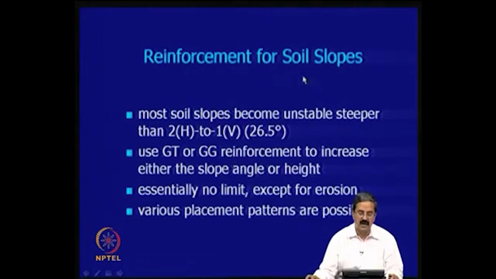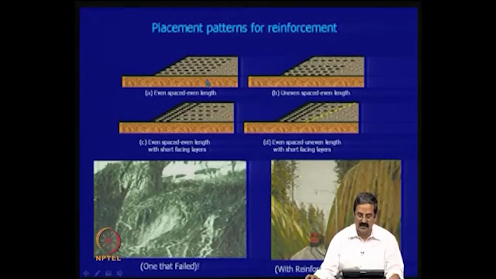Then reinforced soil slopes. We know that soils cannot be made steeper, they have an angle of repose. For example, you can go up to a 2:1 slope, but if you go more than 26 degrees, then it slides, right. So, one way is to put some sort of reinforcement to increase the slope angle or the height. Essentially, there is no limit, and various placement patterns are plausible. You can have a material here which can be even 70 degrees, 80 degrees, there is no problem about it.